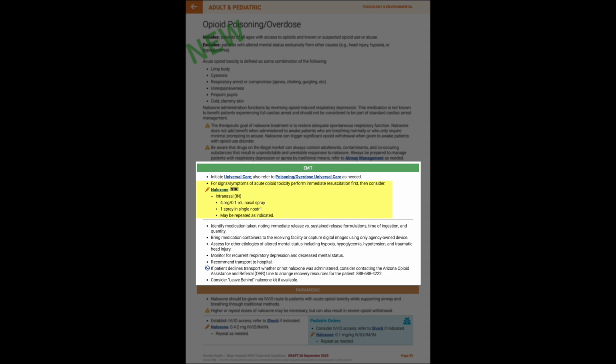The recommended intranasal dose is 4 milligrams in a single spray delivered into one nostril. It can be repeated as needed. EMTs are also advised to document what the patient actually took.